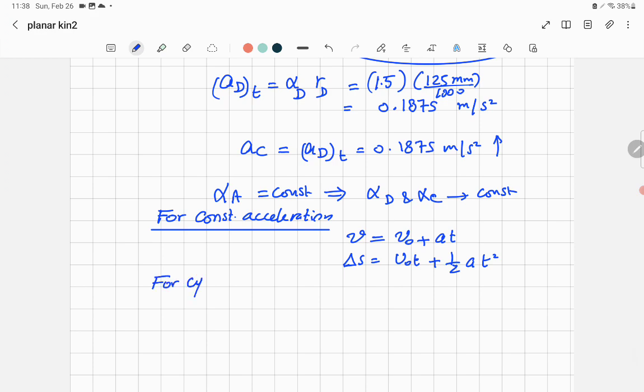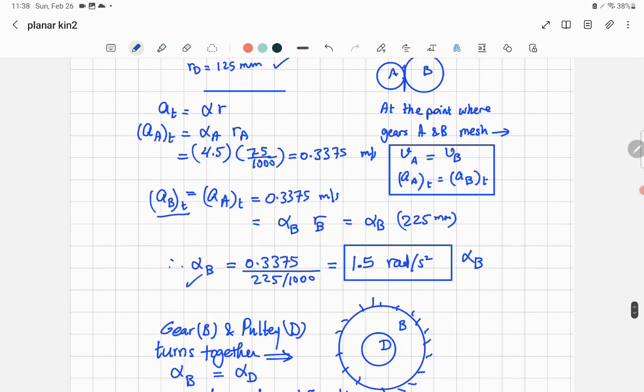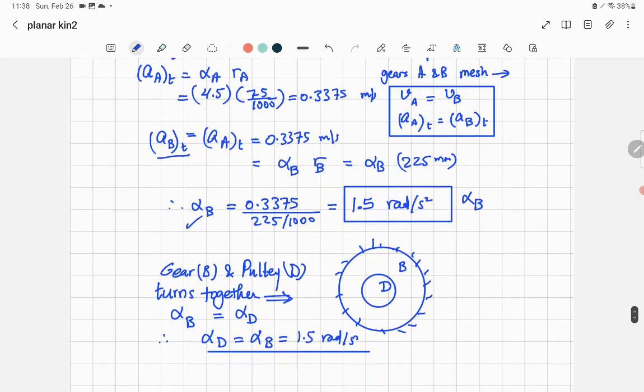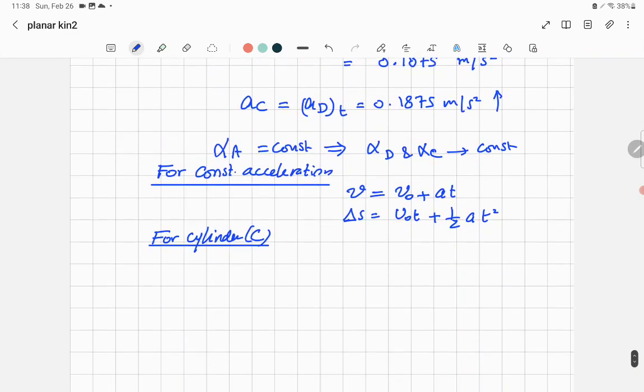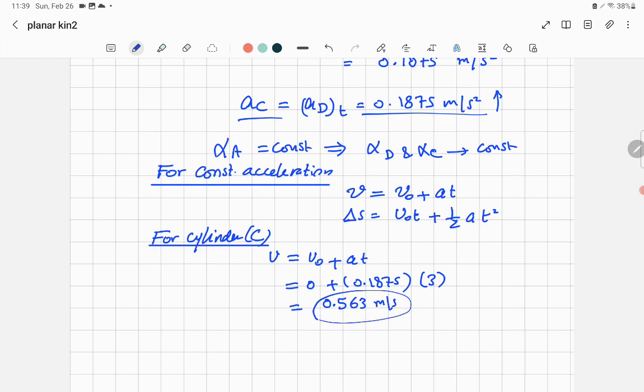So now we'll go for the cylinder C, which is moving linearly, vertically, if you look at it. That's why I'm using the linear motion, because it's moving up and down, not rotating. The velocity of the cylinder will be equal to v naught plus a t, and v naught is equal to 0, starting from rest. What about the acceleration? We just got it, the acceleration a C, 0.1875, and the time is 3 seconds. So it gives 0.563 meter per second. So we got the velocity of the cylinder.